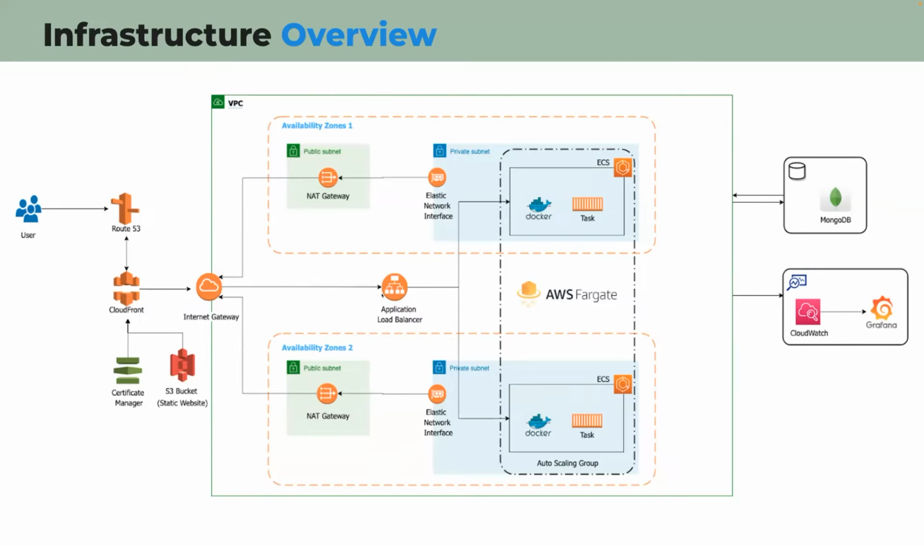For security management, we configured the Fargate ECS tasks in a private subnet to disable direct public access and to only allow the application load balancer and NAT gateway to reach our tasks in order to enhance security.